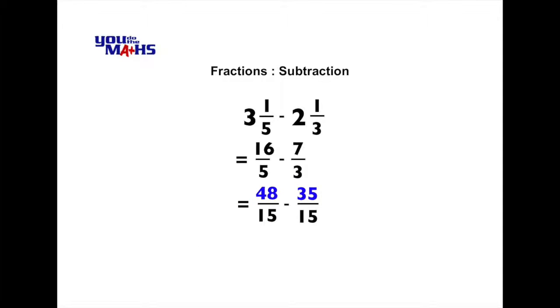Now because the denominators are common, we can go through the process of subtraction. All we need to do is subtract 35 from 48, in other words just the numbers in the top line, and then we end up with 13 over 15.